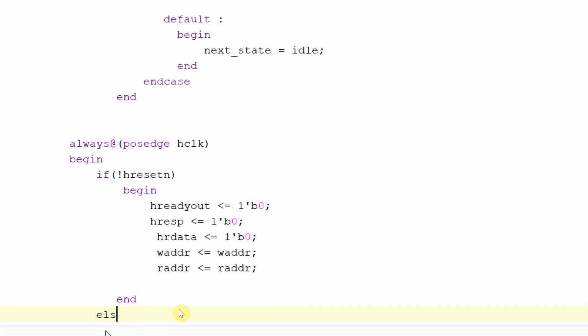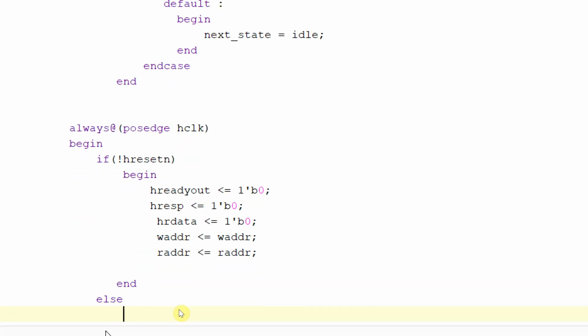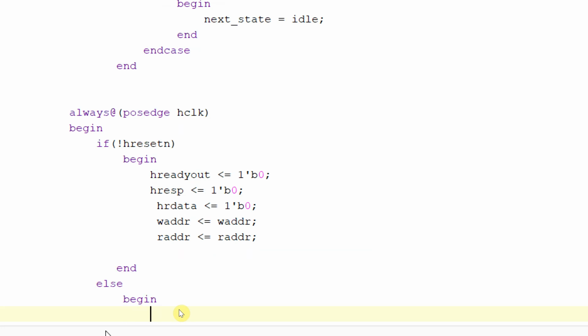ending this, else. So basically, if there is a reset, if reset is equal to 0, then H ready out, H response, HR data, write address and read address, we are giving their values. H ready out will be equal to 0, response will be equal to 0, HR data will be 0, and write address will be write address and read address will also be equal to read address. Else if H reset is equal to 1, then we will write the logic. Else begin, we'll take the case of next_state.